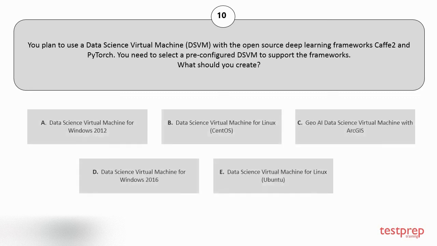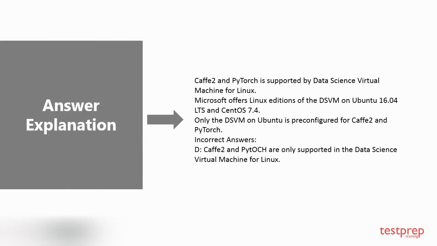Your options are: A. Data Science Virtual Machine for Windows 2012, B. Data Science Virtual Machine for Linux, CentOS, C. GeoAI Data Science Virtual Machine with ArcGIS, D. Data Science Virtual Machine for Windows 2016, E. Data Science Virtual Machine for Linux, Ubuntu. The correct answer is option E. You can refer the following for the explanation of the answer.